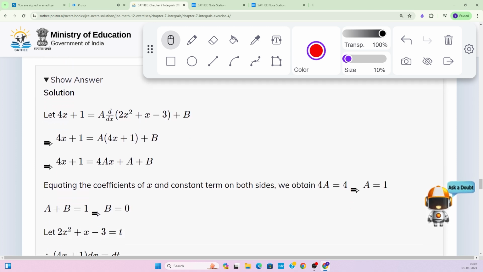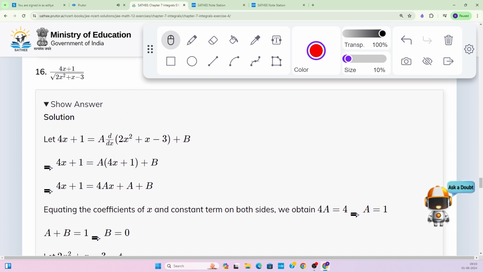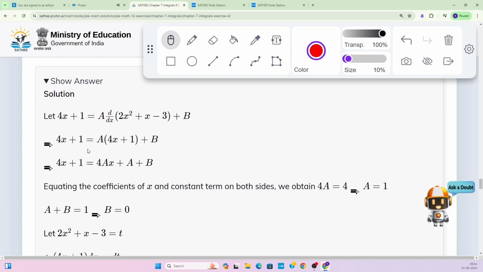So whenever you have such a question, in the denominator you have the root of some quadratic expression, and in the numerator you have something of the form px plus q, which is 4x plus 1. Then you always pick the numerator equal to a times the derivative of the thing inside the root, plus some constant b. So 4x plus 1 is equal to a times (4x plus 1) plus b.